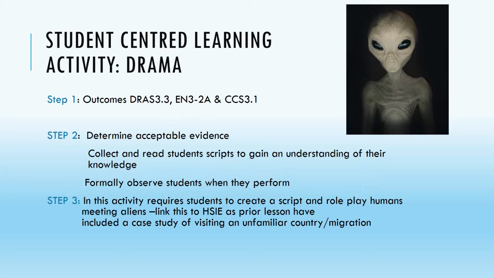This too can be a cross-curricular activity linked with English, meeting the English outcome EN3 2A. Under this outcome, students are required to compose, edit, and present well-structured and coherent text. Other outcomes that may be met while students complete this activity may include Human Society and its Environment outcome, CCS 3.1. Under this outcome, students are able to explain the significance of particular people, groups, places, actions, and events in the past developing Australian identities and heritage.